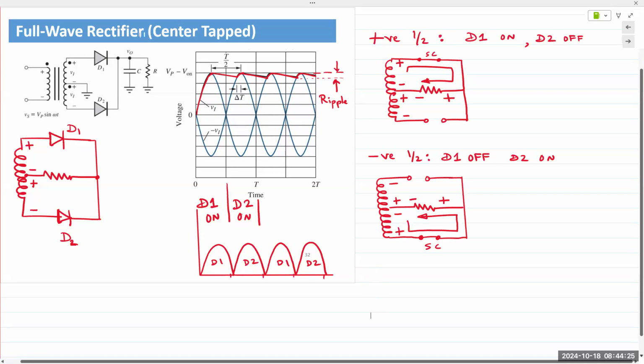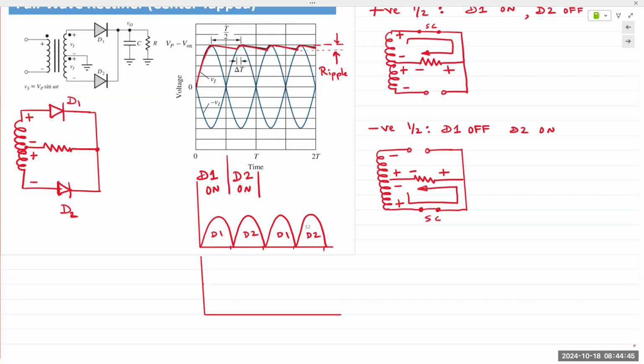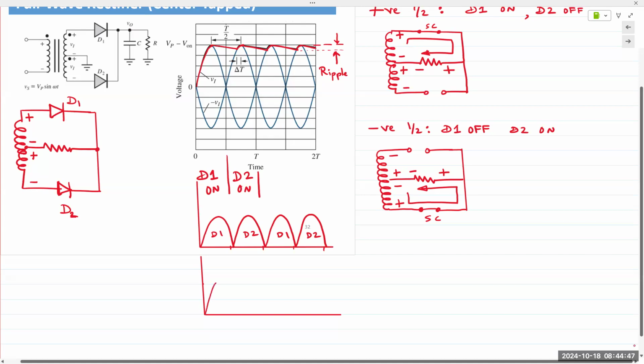Actually, you know what? Let me use the same one that I use here. So if we applied a capacitor, and let's say it's somewhere here, so it would charge. The first one would charge, discharge.